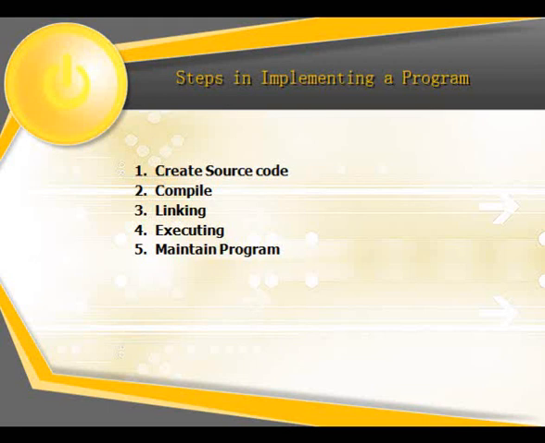Cool. Now, after you create your source code, which is basically the solution to a problem, you will do what we call compile. Now, compiling is basically the process of converting your source code that you have written into what we call object code. Cool. So let me repeat. Compile or compiling is basically converting, or the process of converting your source code into object code.